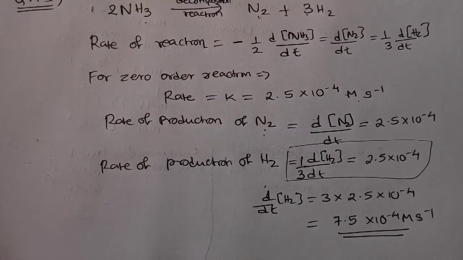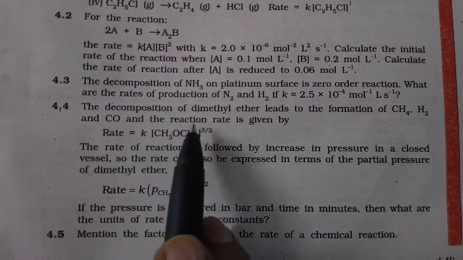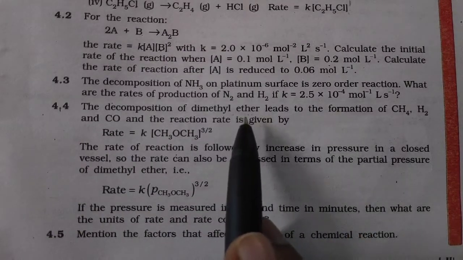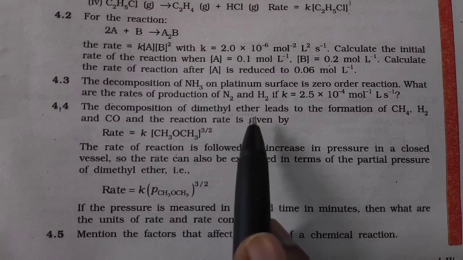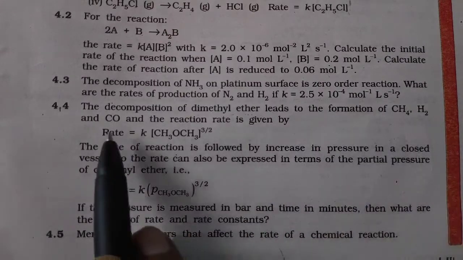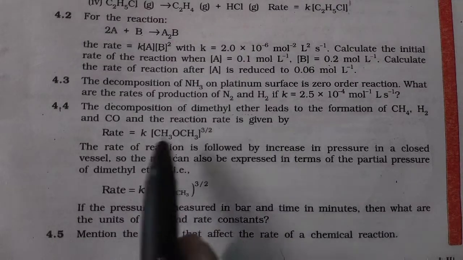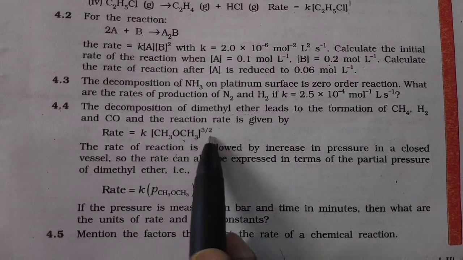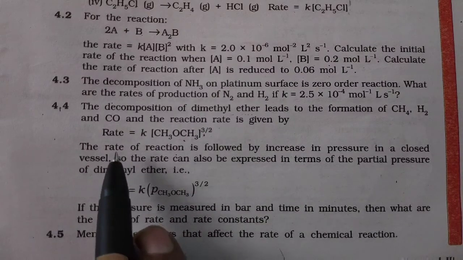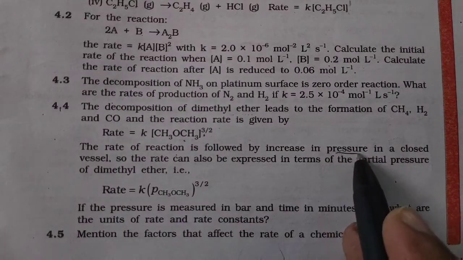Now the next part. Now the next question is 4.4. The decomposition of dimethyl ether, CH3OCH3, leads to the formation of CH4, H2 and CO. These are the products, and the reaction rate is given by this, in which the order of reaction is 3 by 2 or 1.5. The rate of reaction is followed by increasing pressure. The word is here, you can see.